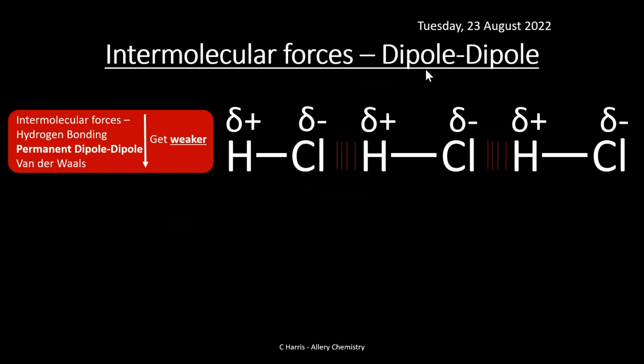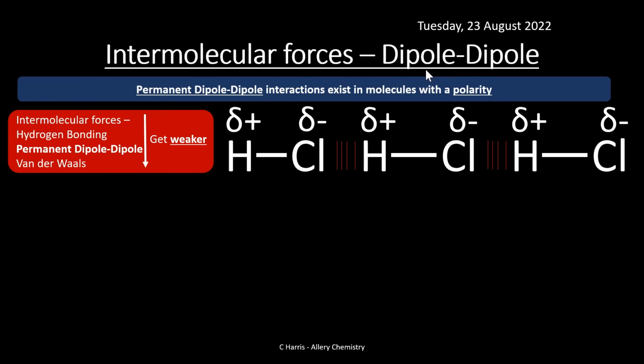Okay, the next type, a little bit higher in strength, is called permanent dipole forces. The word permanent gives you a bit of a hint here, doesn't it? The van der Waals were dipoles, but they were temporary, so they only existed when two molecules came near one another. Permanent dipoles mean that the molecule itself has a dipole, irrespective of whether it's near another molecule or not. A classic example here is HCl, as you can see in this diagram.